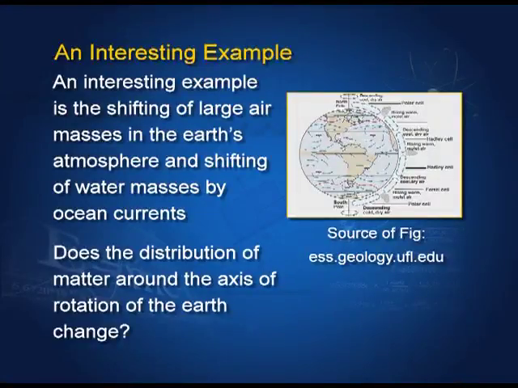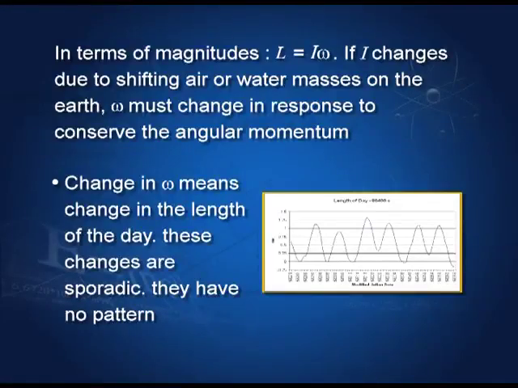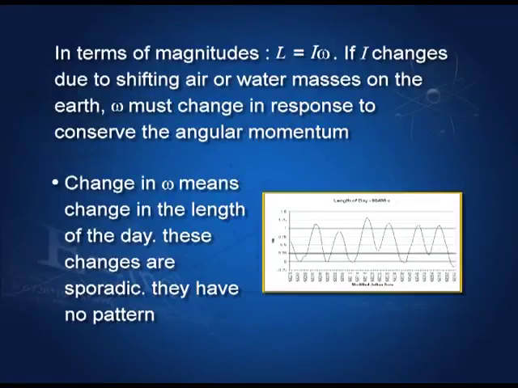The result is that with these two changes, changes in the air masses and the changes in the water masses in the oceans, the moment of inertia of the earth changes. If the moment of inertia changes and the earth being an isolated body, its angular momentum must be conserved. Therefore, what happens? Omega must change, and if omega changes, that is the angular velocity of the earth around its axis changes, then the length of the day will change.